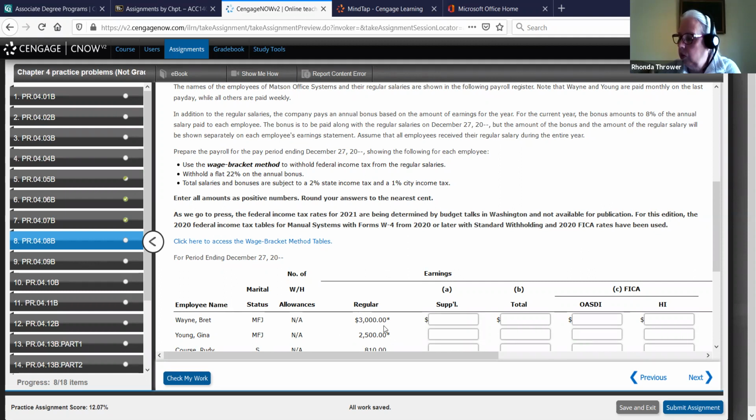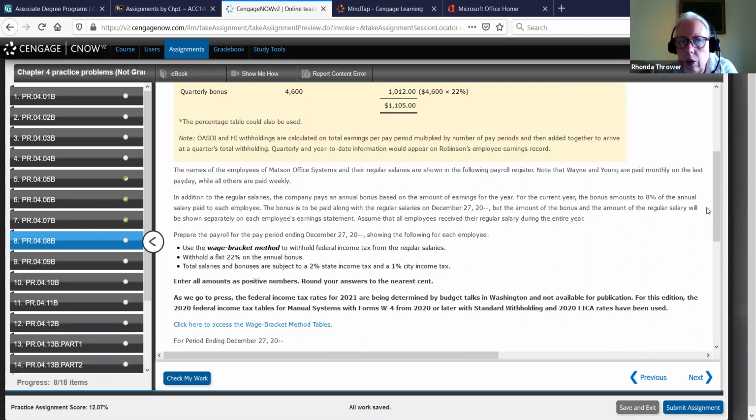And since this is the monthly pay, first of all, I would take the 3,000 and multiply it by 8. And that would give you the amount of the bonus. So 3,000 times 0.8% gives you a bonus of $240. So again, let me check. It's 8% of the annual salary paid to each employee. So let me back up a minute. Got to find the annual salary first.